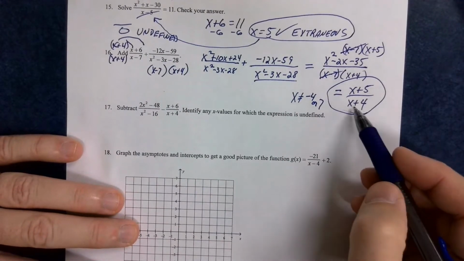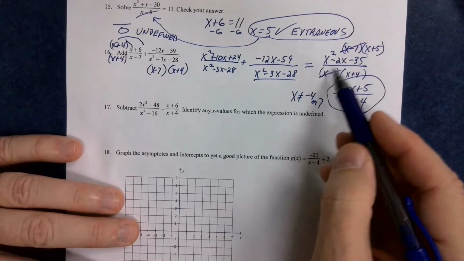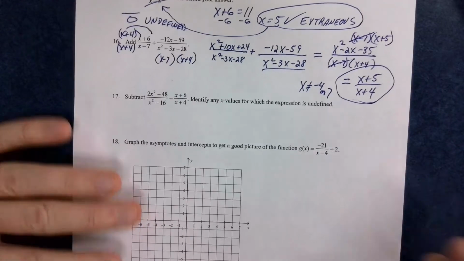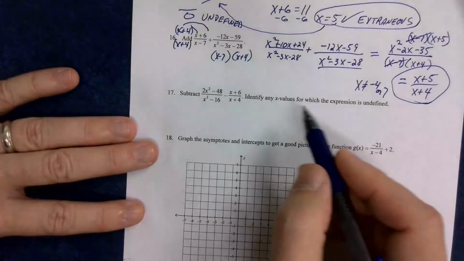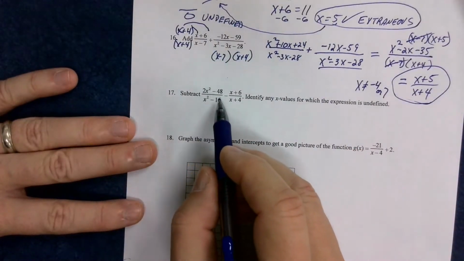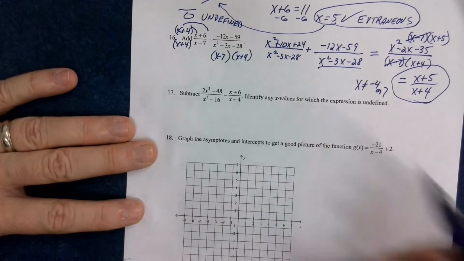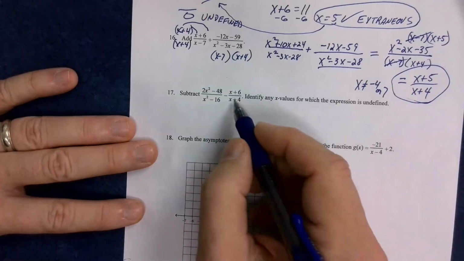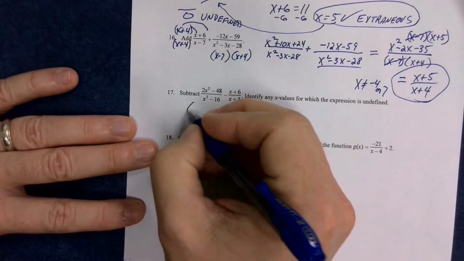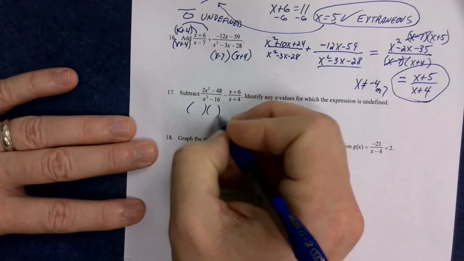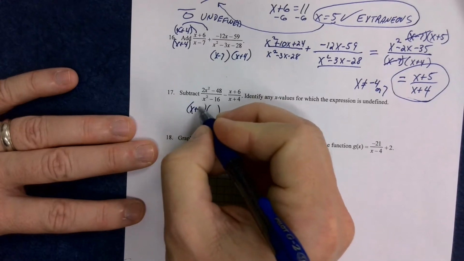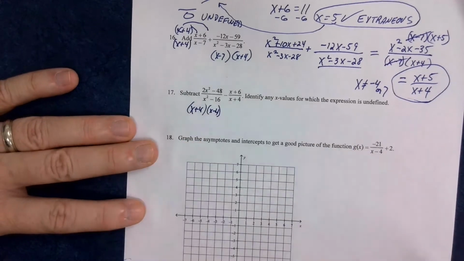Okay, the negative 4 is obvious as 0 for this one, but the 7 that was removed from that is also an issue. Okay, here we go. Subtract 2x squared minus 48 over x squared minus 16, minus x plus 6 over x plus 4. So same thing again, I need to get these to be common denominators. I'm hoping that you know that x squared minus 16 is x plus 4 and x minus 4. So I'm going to go ahead and deal with that.